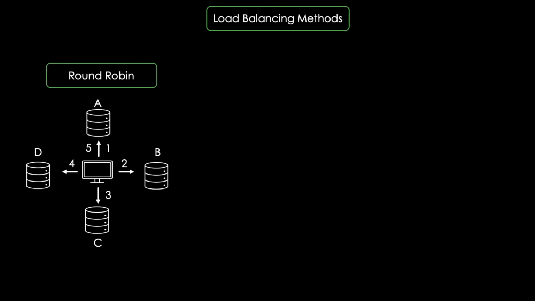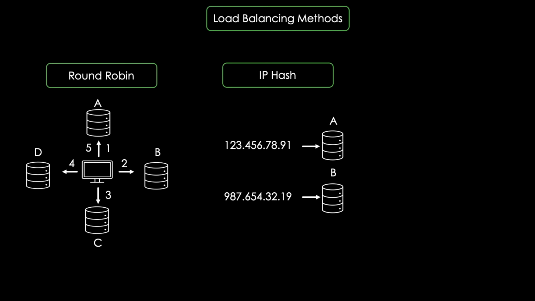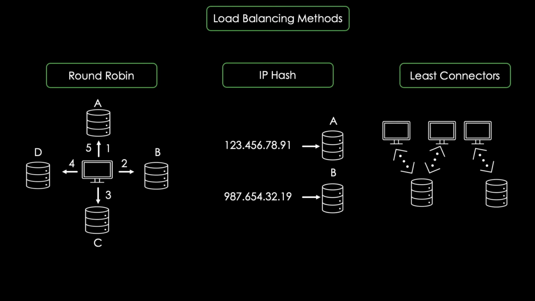And so on. Next, we got the IP hash method. Here the IP address of the client will determine the server information is pulled from. Then there's the least connection method. This method routes traffic to the server with the fewest active connections, meaning that if we have a server which is already requested by 2 clients and another server which is only called by 1 client, the next client will be distributed to the latter one.